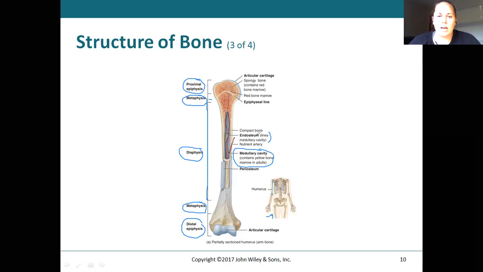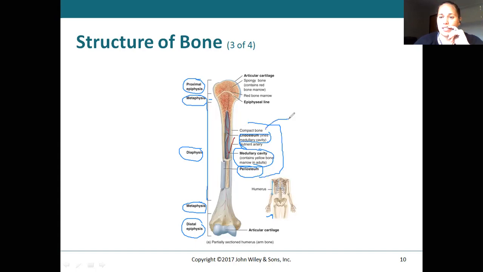You can see you have your endosteum, which we talked about. Oops, stop circling the nutrient artery. Medullary cavity, and then your periosteum as well. And that periosteum is that connective tissue that surrounds the diaphysis. So these are all terms that we just saw on the last slide, and this is giving you that nice picture of all of them. So again, these are all things that make up that diaphysis.